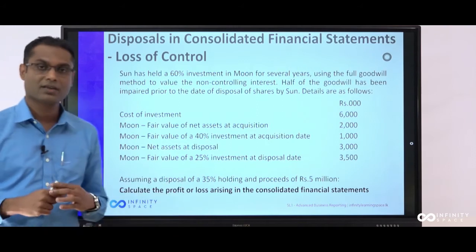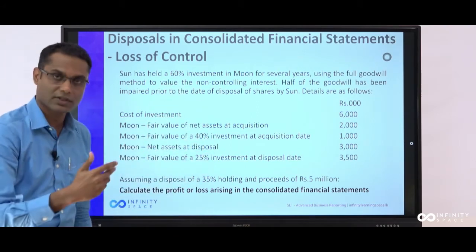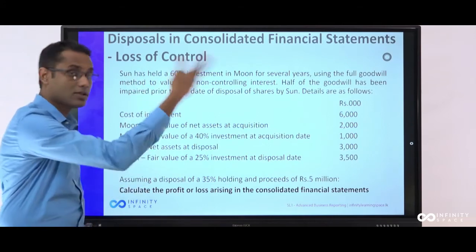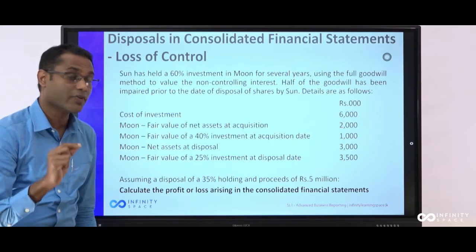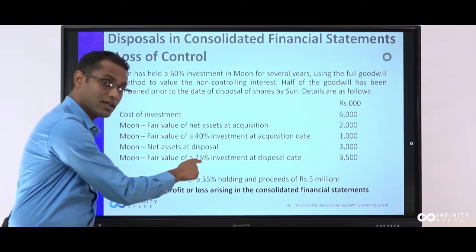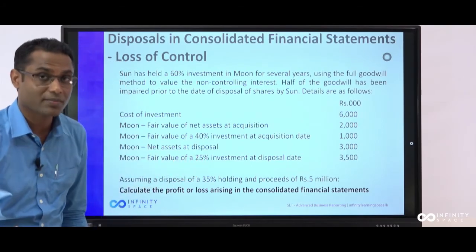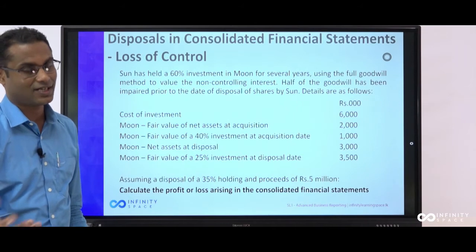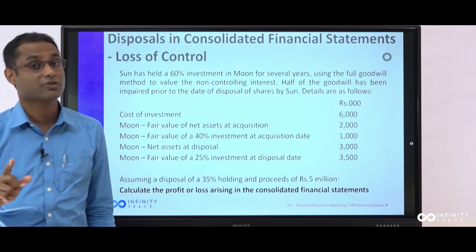Now, what has happened? Parent had 60% interest over the subsidiary. Sun had 60% over Moon. Sun has disposed how much? 35% out of this 60%, which means the remainder is 25%. Now, the subsidiary has become an associate. You had 60%, then you disposed 35%, which means the remainder is 25%.